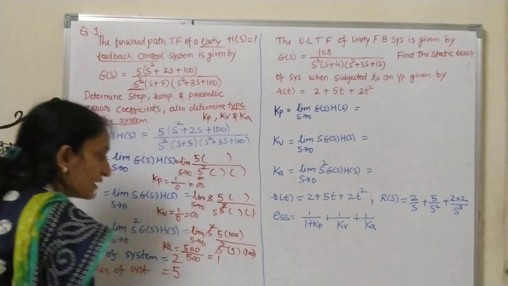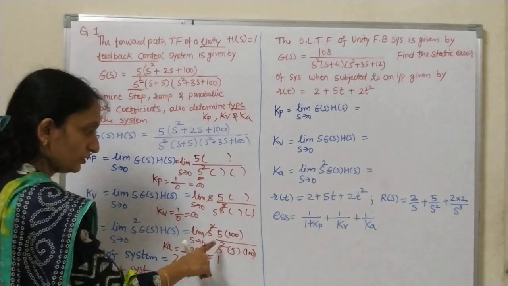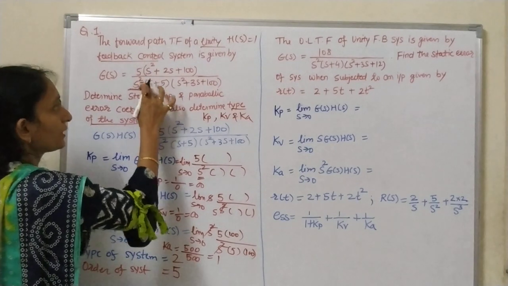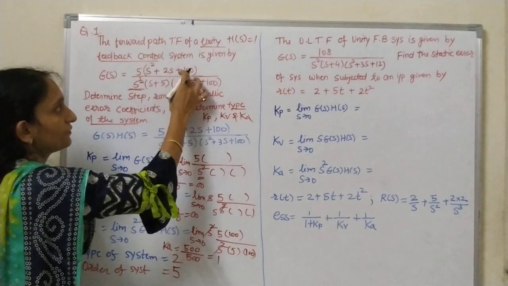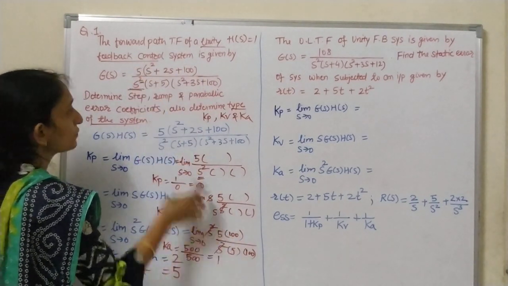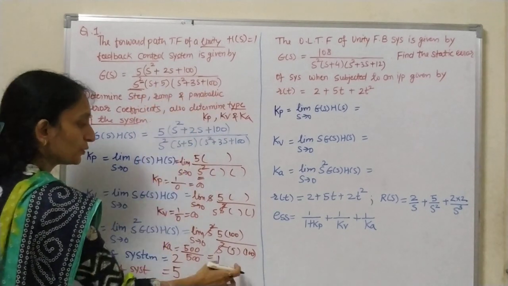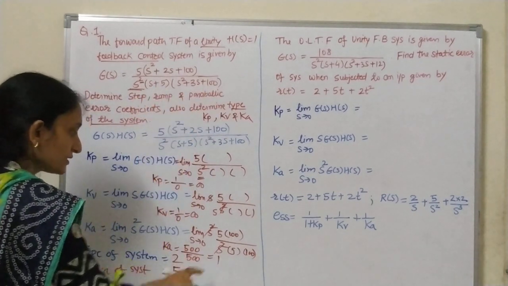So Ka I am getting as 1. Okay. So again repeating, whatever s term is there, that will be 0. So what is left here? 100 into 5. What is left here? 100 into 5. Okay. So 500 by 500 is 1.